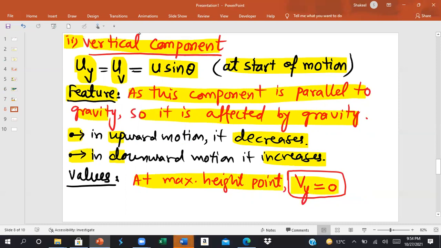It means the horizontal component of velocity is not changing, it remains the same, but the vertical component, when the object is moving up, is decreasing, and when the object is moving down, is increasing. I'm again taking you to the simulation where you can see this effect clearly.